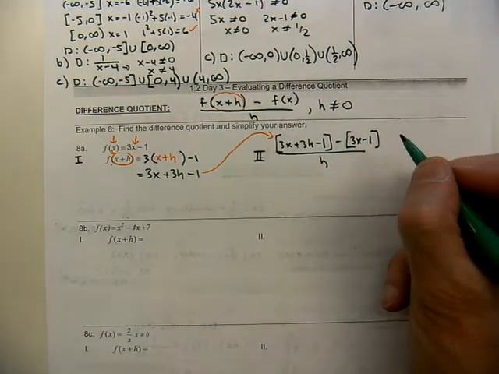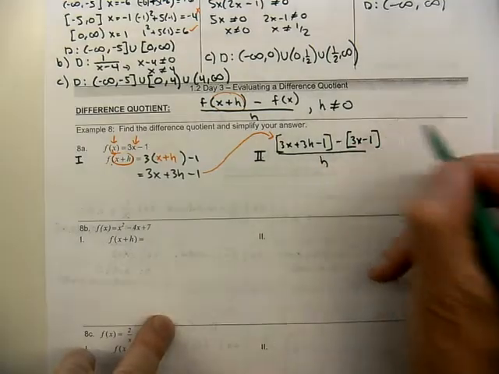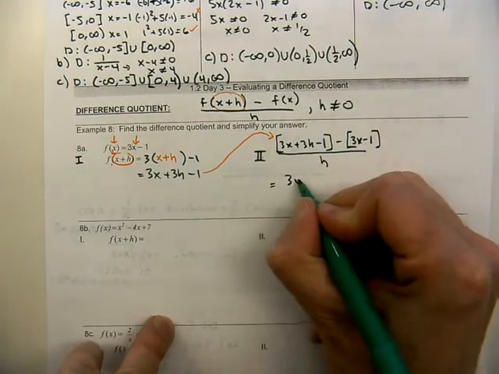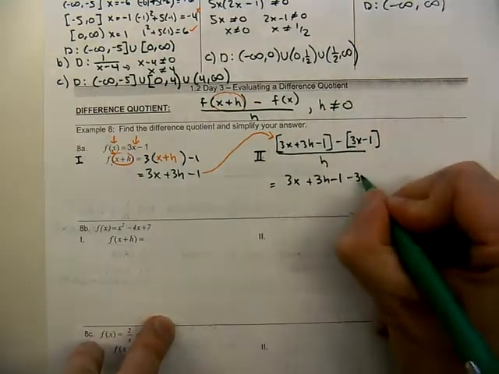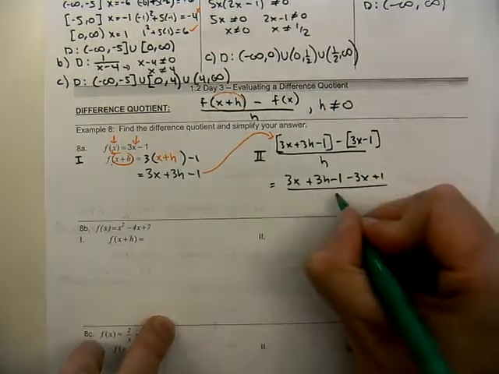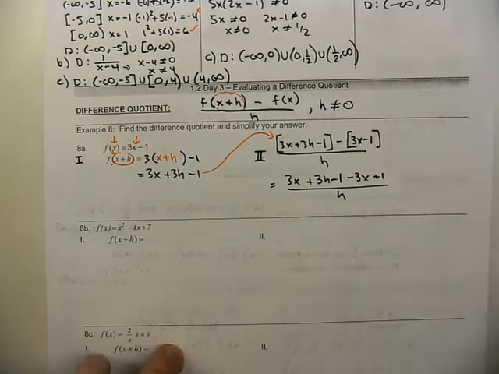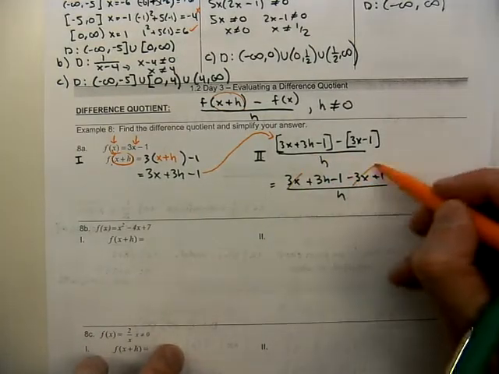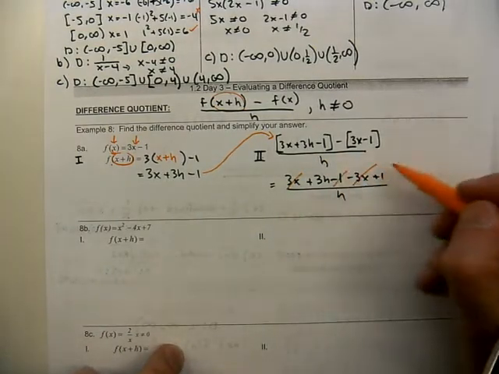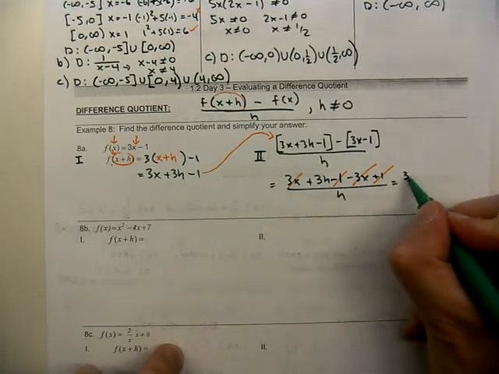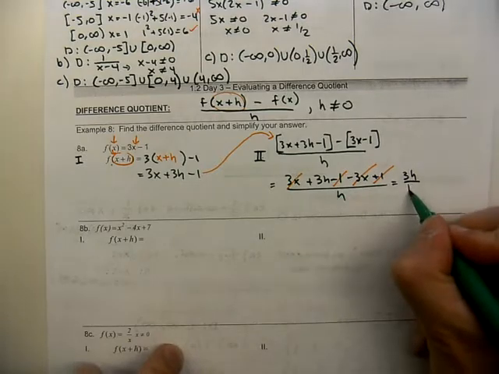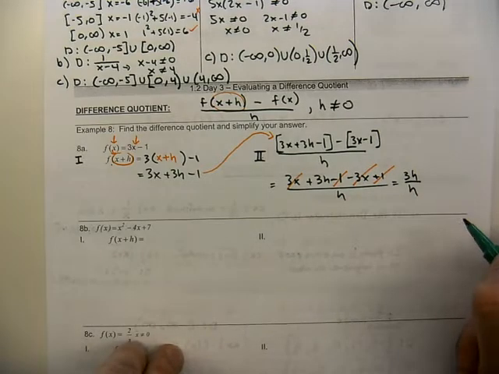So now we're going to distribute the negative sign. So we have a 3x plus 3h minus 1. Distribute the negative sign, so we have a minus 3x and a plus 1, all over h. And let's combine like terms. 3x minus 3x, negative 1 plus 1. We're left with a 3 times h, and that's over the h in the denominator.